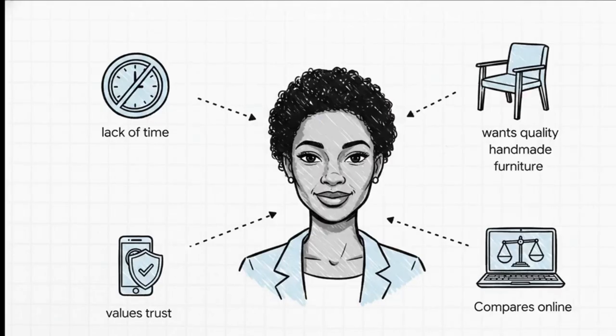Let's stick with our artisan marketplace example. Meet Amina. She's 32, living in Nairobi. She's a busy working professional who really wants quality handmade furniture, but she absolutely lacks the time to drive around visiting physical workshops. She's the kind of person who compares prices online before buying anything. She highly values trust and convenience, and her daily habits heavily rely on using mobile money and scrolling social media. By bringing a specific customer like Amina to life, well, suddenly abstract market data becomes a tangible, relatable person that we can actually design a service for.